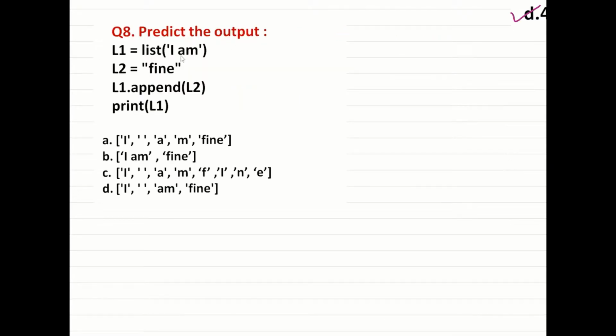Predict the output. Here L1 is a list and L2 is a string.